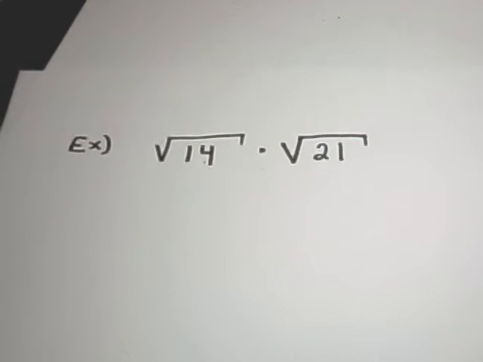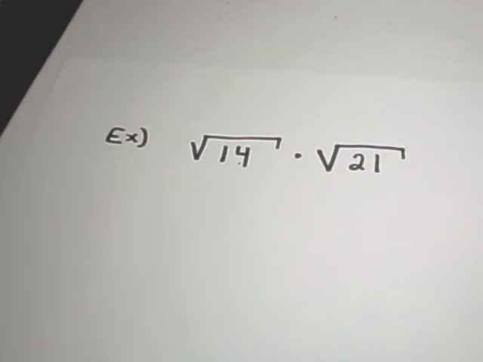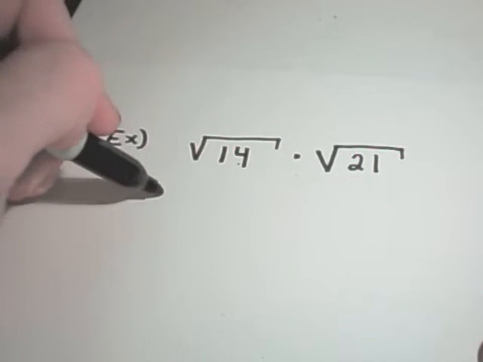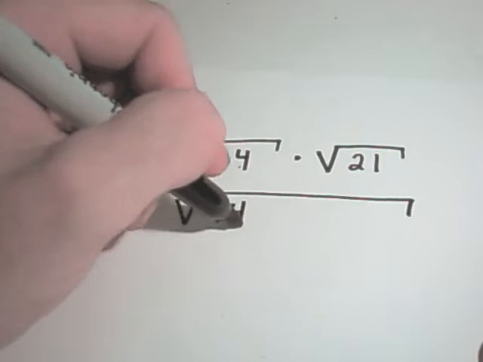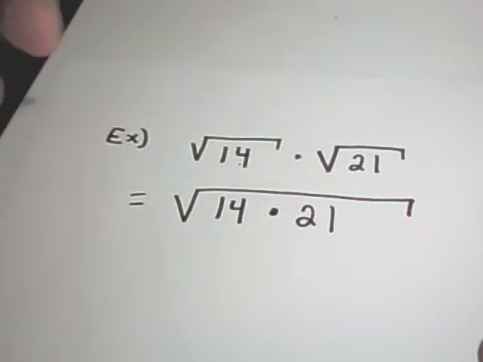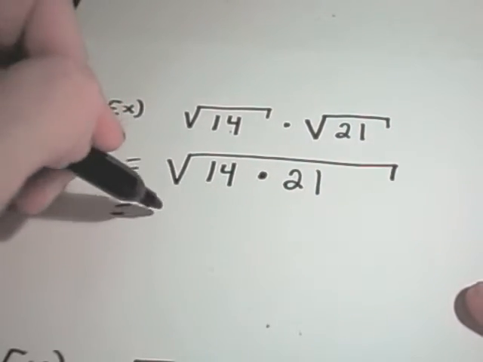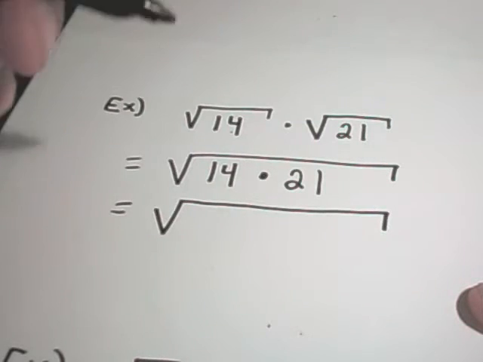So let's do another one here. Keep making examples till I run over my 10-minute time limit. So here I've got square root of 14 times the square root of 21. Again, I can make this the square root of 14 times 21. And now, same idea. I'm just going to break things down.